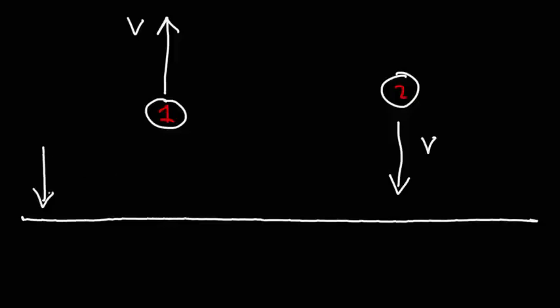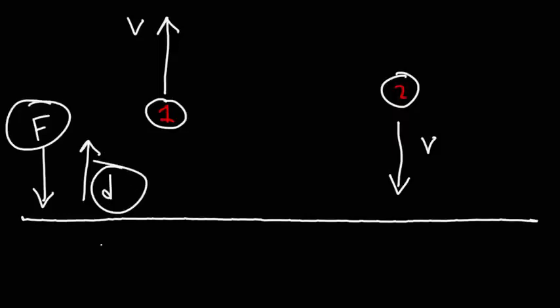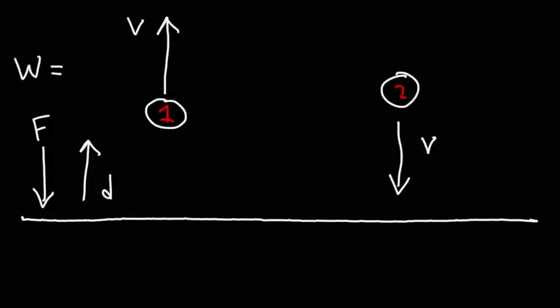Well, let's focus on the first one. Gravity is a downward force. Gravity likes to bring things down to the ground. So based on this picture, the force of gravity will be in the negative y direction. Now, because the ball is moving upward, the displacement vector is going to be pointing upward as well. Since these two vectors are going in opposite directions, we could say that the force of gravity is doing negative work on this ball while it's going up.